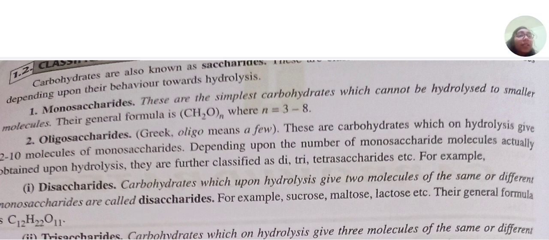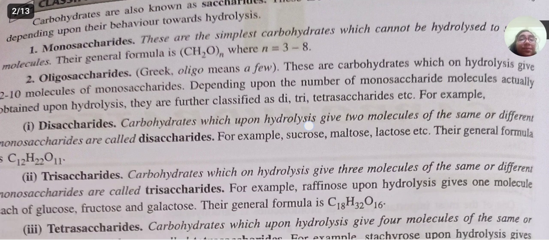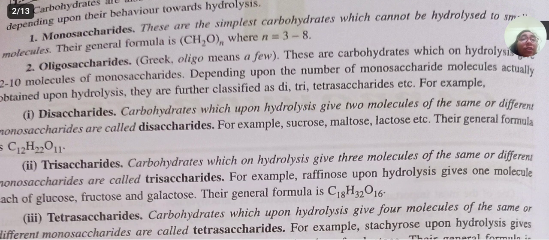Oligosaccharides. These are the carbohydrates which on hydrolysis give 2 to 10 molecules of monosaccharide. Depending upon the number of monosaccharide molecules actually obtained upon hydrolysis, they are further classified as di, tri, tetra. Disaccharide. Carbohydrates which upon hydrolysis give 2 molecules of the same or different monosaccharide are called disaccharides. For example, sucrose, maltose, lactose, etc. Their general formula is C12H22O11.